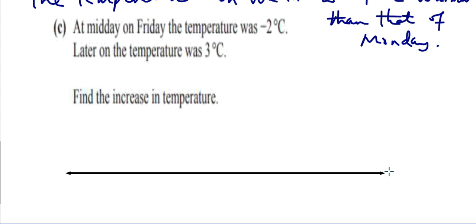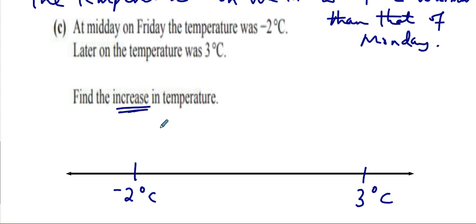Make a number line like so. And then, at midday on Friday, the temperature was -2 degrees centigrade, and then later on the temperature was 3 degrees centigrade. Find the increase in temperature.